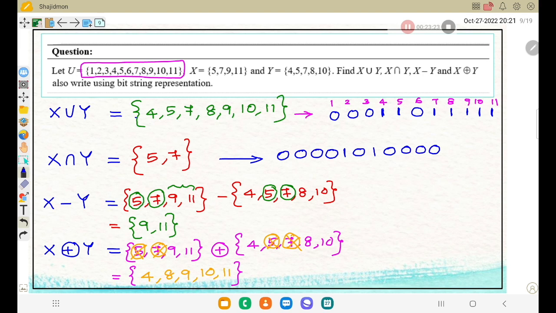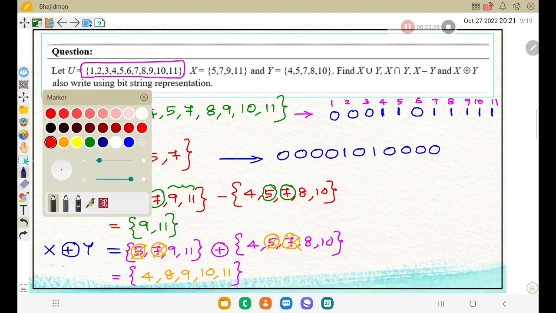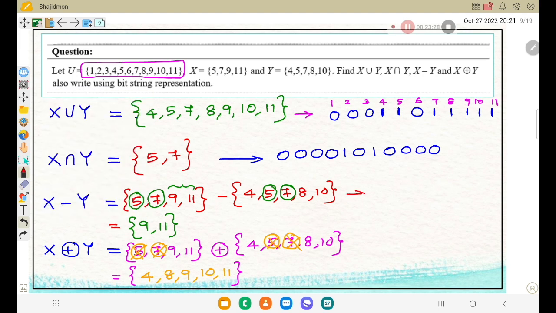Hope you understood. Now the set x minus y, we can represent this set using a bit string. The answer for x minus y is 9 and 11 only. So positions 1 to 8 are 0, position 9 is 1, position 10 is 0, and position 11 is 1. Okay, 9 and 11 are the members, so only the 9th and 11th positions are 1.